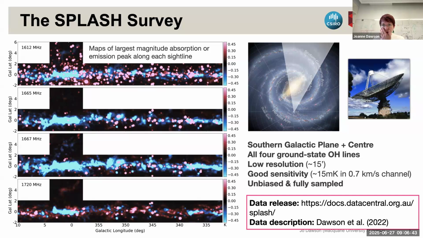Yeah, so let's see, survey specs is low resolution. It's 15 arc minutes, so it's pretty blobby looking, but it is pretty sensitive. And the data is released. I'll share the link again later.